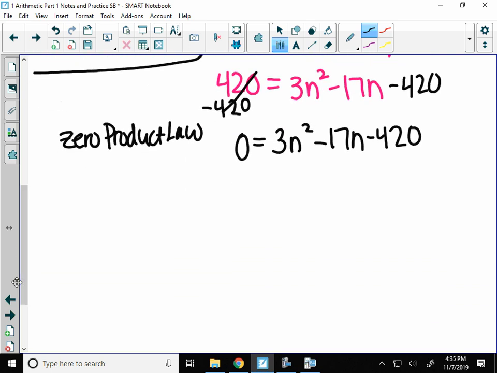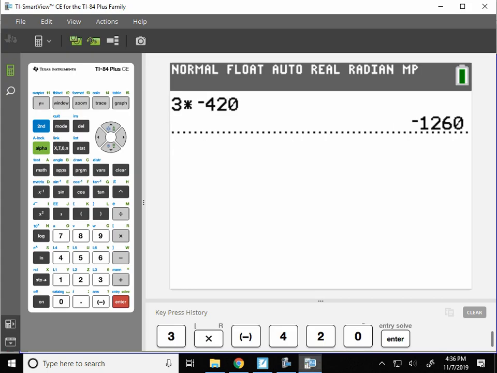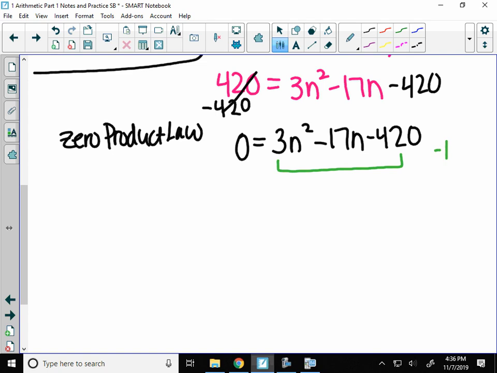So what I'm going to do is factor the 3n squared minus 17n minus 420. The method I'm going to use is split the middle. There's no GCF there, so I'm going to split the middle by finding what 3 times negative 420 is. And I already did that here, and it's negative 1,260. I need to find two numbers that multiply to negative 1,260 and add to negative 17.